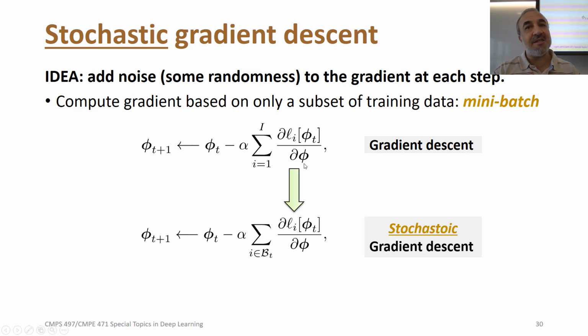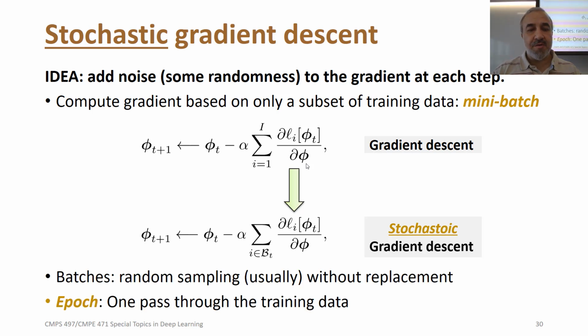In the original gradient descent, we compute the gradient over all the training data and make a change. And then do it again and make a change. And then do it the third time, make a change. Okay? So the batch here is, again, a random sample. Usually it is without replacement.